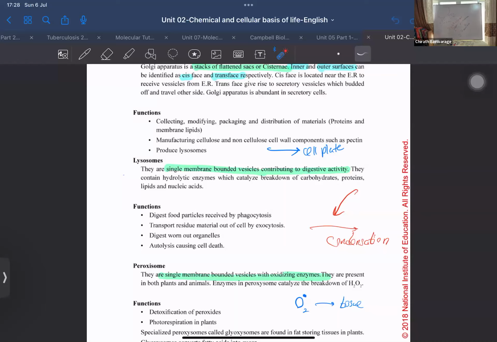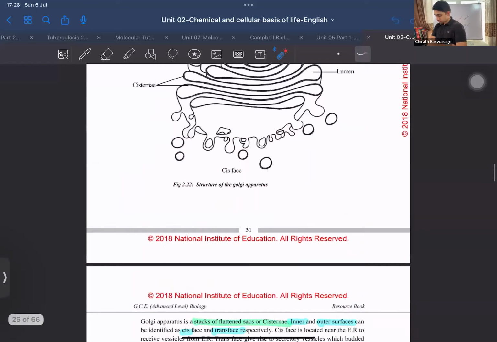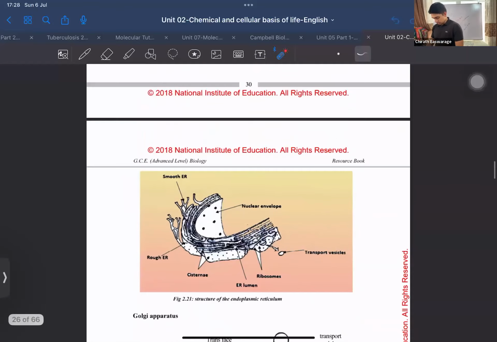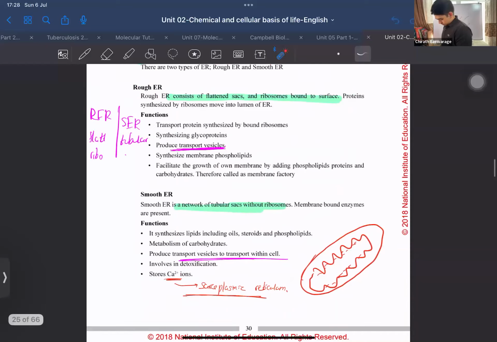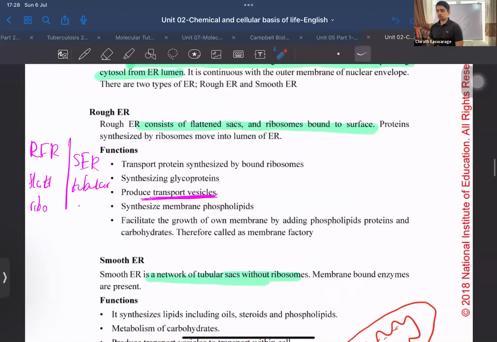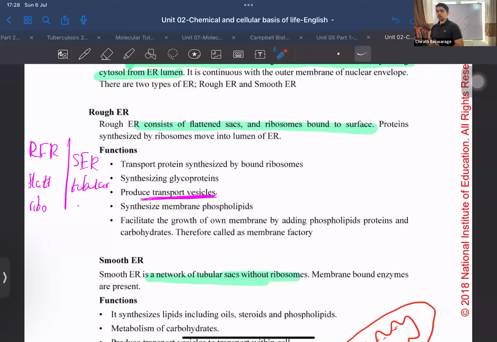Yes. Your rough endoplasmic reticulum is your membrane factory. So membrane lipids that are produced by your rough endoplasmic reticulum will also be received by the Golgi. Okay.